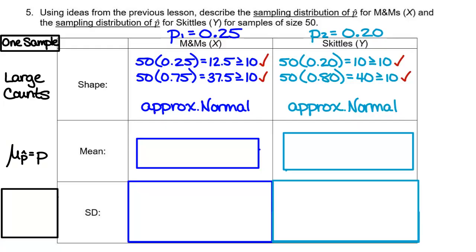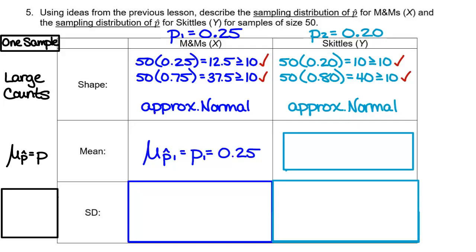Yep, it is whatever p is, whatever the true probability is. So what's the mean for my M&Ms? 0.25. Mean for Skittles? 0.20.